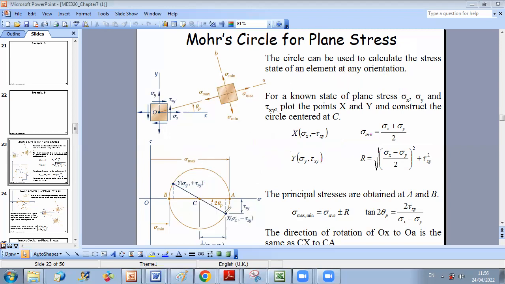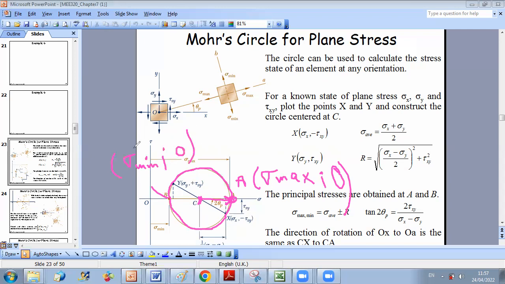Once you construct the circle, you can identify the principal axes. Point A corresponds to sigma maximum, 0, because we have seen that always for the principal axes, the shear is 0. And sigma max is given by sigma average plus the radius. You can see this from the circle. And point B corresponds to sigma minimum, 0, and sigma minimum is simply sigma average minus radius.